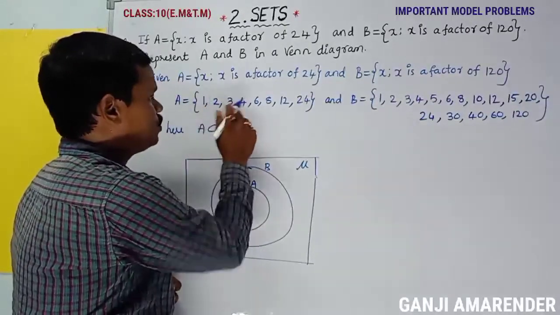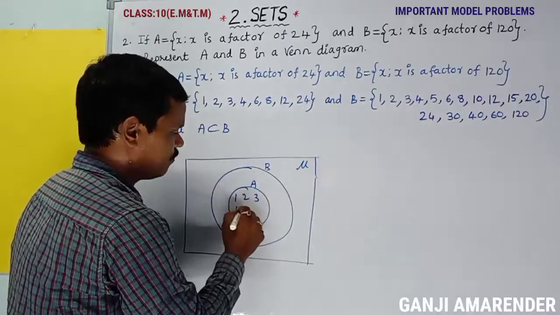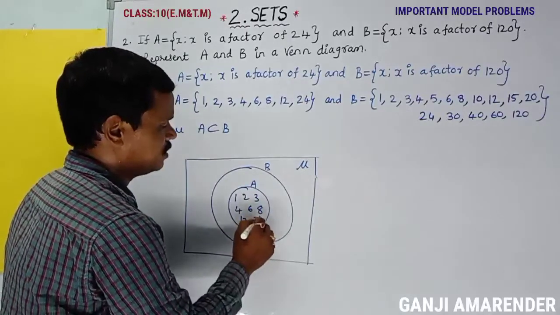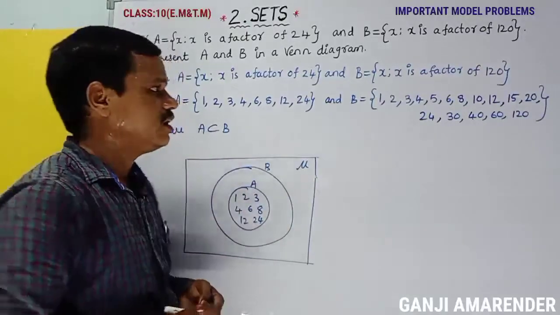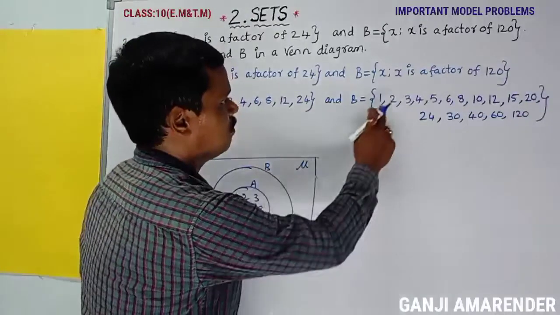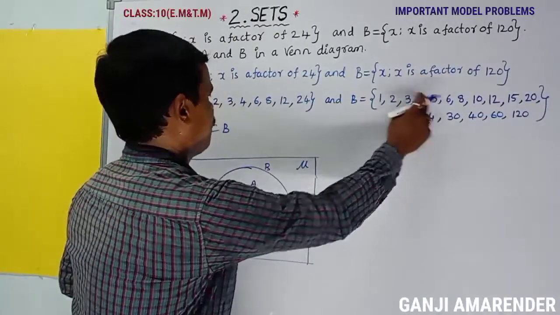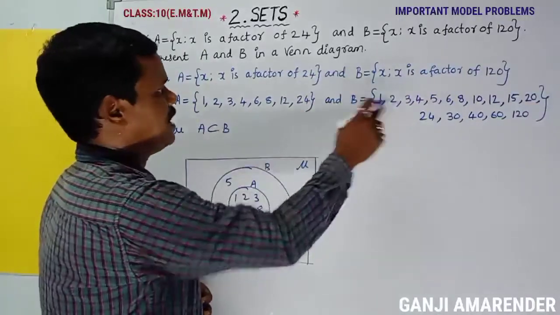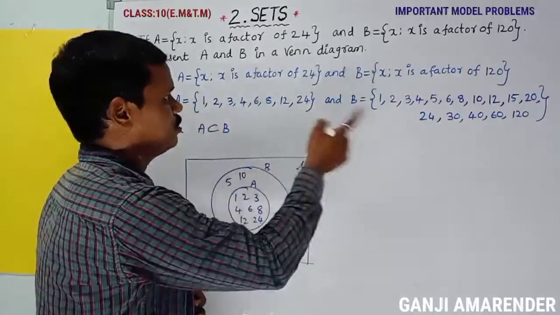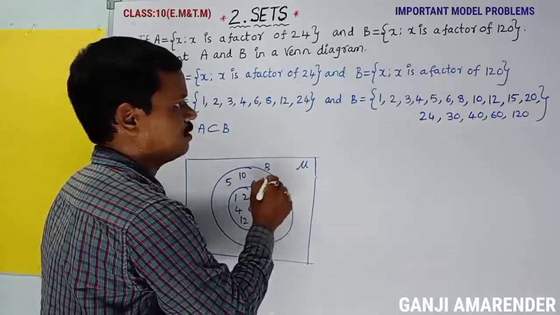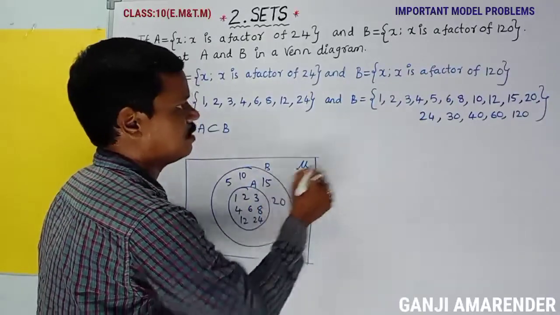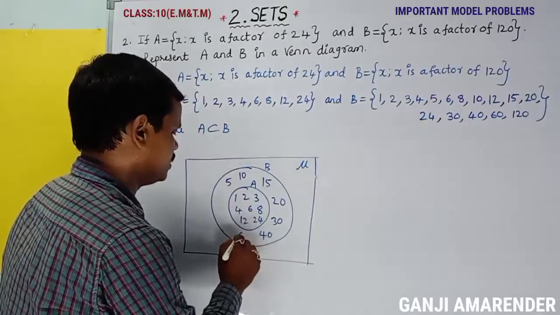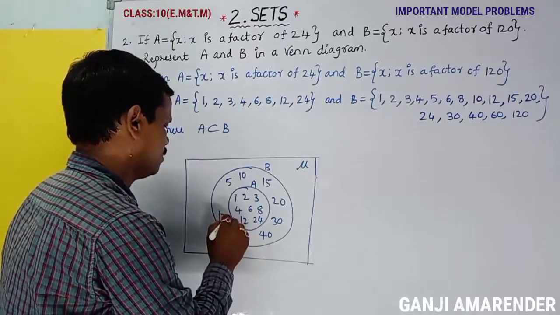Now 1 2 3 4 6 8 12 24. These are all elements of set A. Now the remaining elements: write here 1 2 3. Next element 5, I'm writing here outside of set A. 6 8 10. Next 10, 12, 15. Next 20. Next 30, 40, 60, 120.